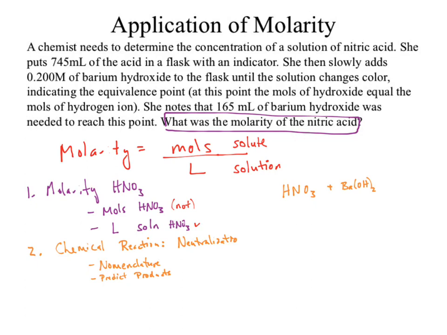I need a balanced equation so I can compare nitric acid to barium hydroxide. Okay, so I do need to be able to predict products, not because I'm trying to determine how much product I'm making, but so that I can get the correct mole ratio between nitric acid and barium hydroxide. So once I predict the products, then I can balance the equation. Once I've got the equation balanced, that gets me a key piece of information: the mole-to-mole ratio, which would allow me to convert between nitric acid and barium hydroxide.